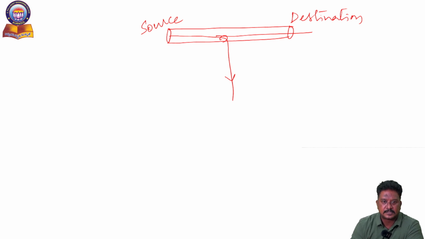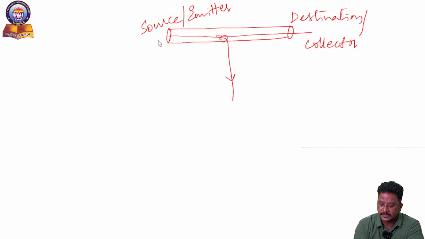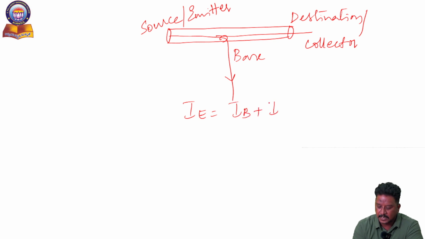The operation of a transistor is almost equivalent to this example. For example, consider the emitter as the source, the destination as the collector, and the hole forming between source and destination as the base. So in this example, total emitter current is equal to base current plus collector current. Always I have to see that the size of the hole is minimum, so that we can send the maximum water from source to destination.